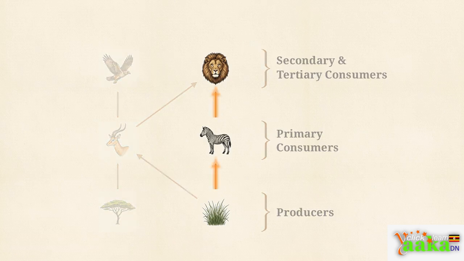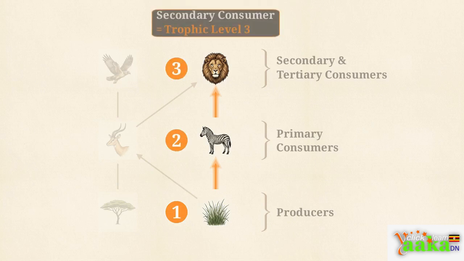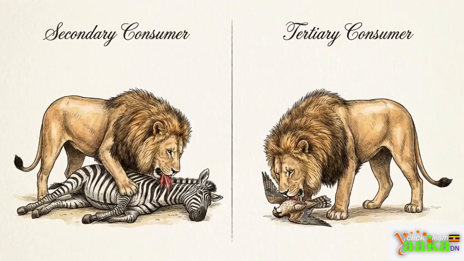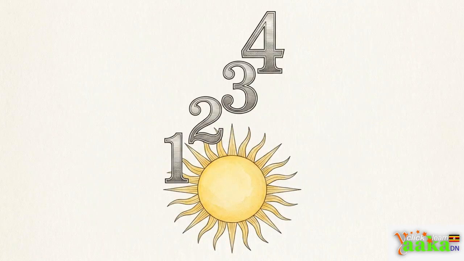Let's trace a single path, grass to zebra to lion. While the lion is a secondary consumer, it sits at the third trophic level. You must count starting from the producer at level 1. Because an animal might eat multiple different things across the web, its consumer label can change. Counting up from the foundational energy source is the only reliable way to pinpoint its ecological rank.